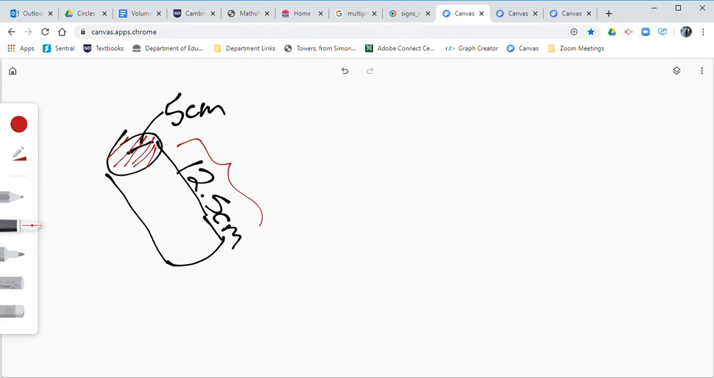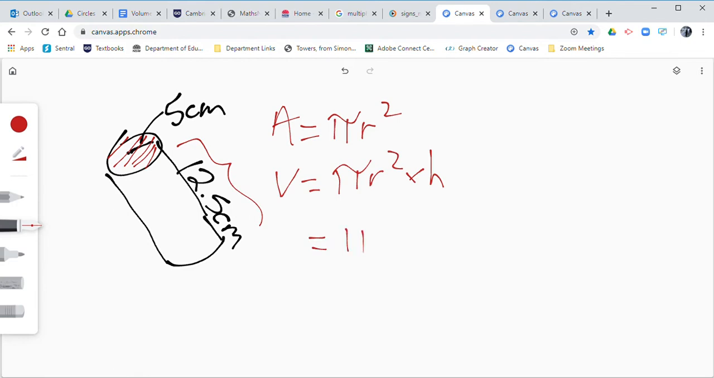So recall that the area of a circle is pi r squared. So to find the volume of a cylinder, that becomes volume equals pi r squared times height. So what we would do then is we would say our volume equals pi times 5 squared, because there's our 5 right there. The question gives us our radius.